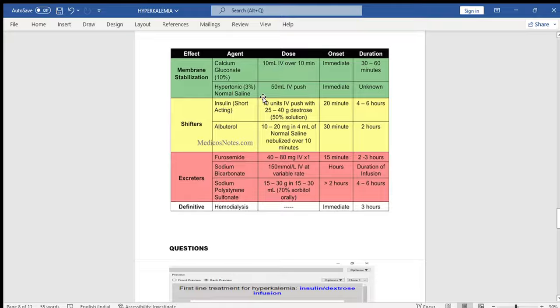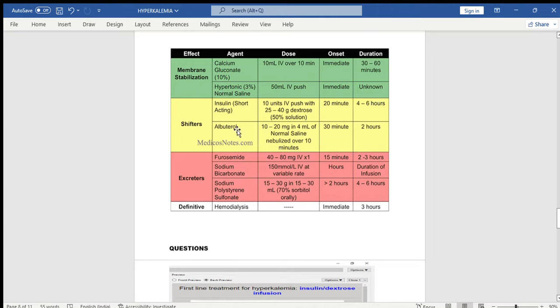Why do we give this insulin? Because it is short acting. Now again, our rule of 10 is applicable here. 10 units of IV insulin diluted in 25% or 50% dextrose solution. Give it slowly over a period of 20 minutes. The onset again happens in 20 minutes. The duration, now this gives us a longer duration, 4 to 6 hours.